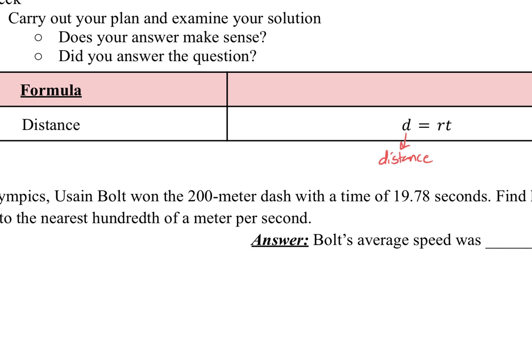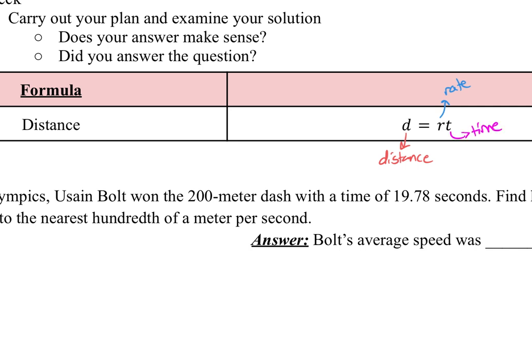Your R is a rate. And that's usually like a speed. Like, you know how cars go, 55 miles per hour? Okay, that's a rate. T, our last one. T is time.